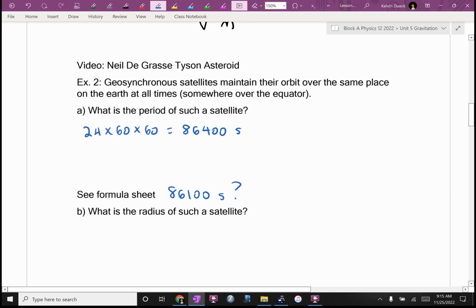Have we lied to you? Does the Earth not go around in 24 hours? Is there not 24 hours in a day? The answer is, it's way more complicated than that. Put your pencils down.